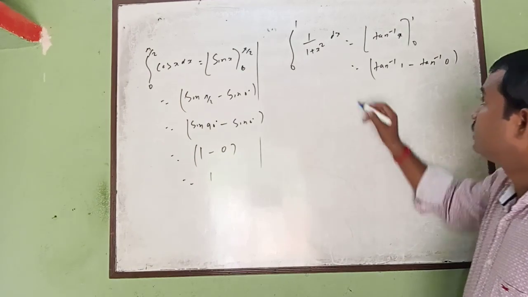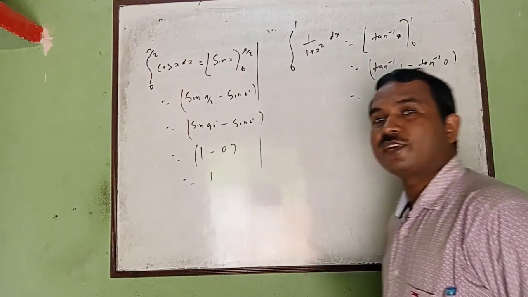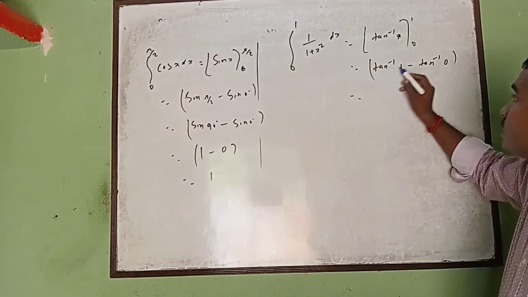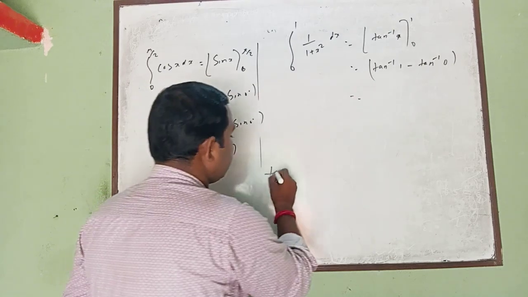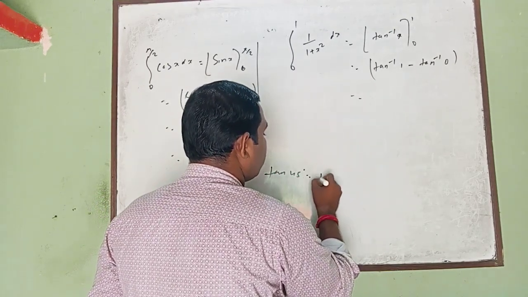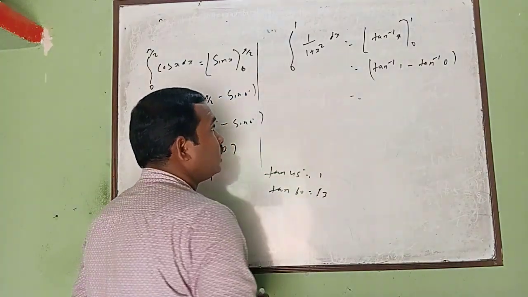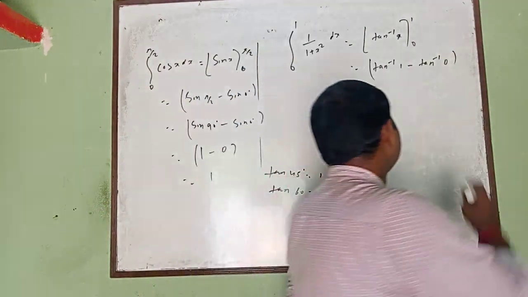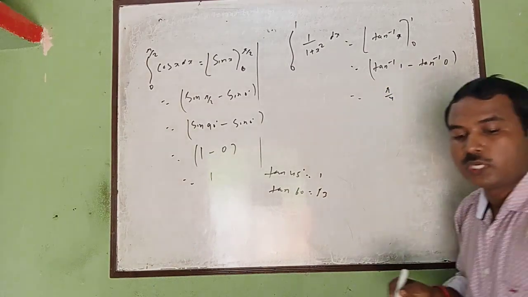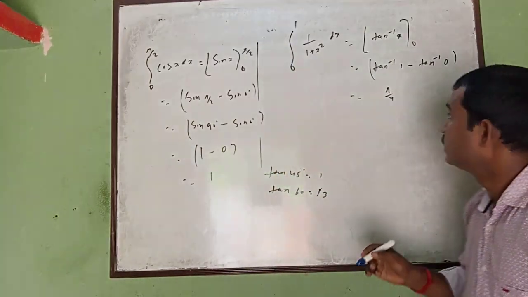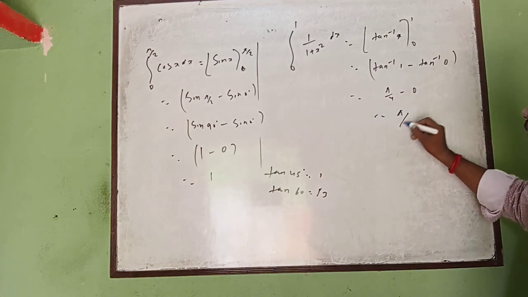Put this value: tan inverse 1, you know that tan 45 is 1, no? Very good. Because if you take the angles, tan 45 degree is equal to 1, tan 60 degree is equal to root 3, and tan 0 is 0. So what will you write here? You can write pi by 4. Why? Because 90 degrees, and again you divide by 2. That means directly you can write pi by 4 minus 0. So here will be pi by 4.